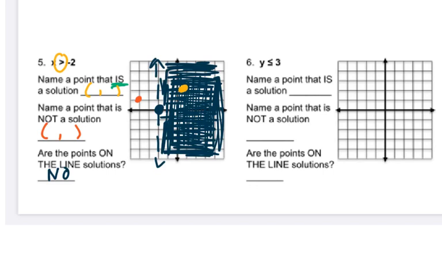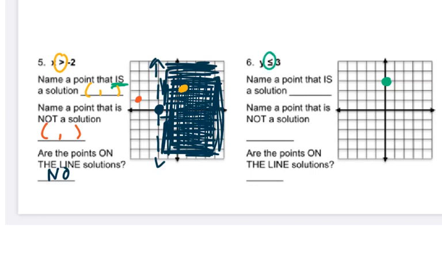One more, then we flip to the next page, and then we're done. So in number 6, we have a y equals line. So in this line here, it's a y is less than or equal to 3. There's no x, so there's no slope. So we just go to the y-axis and we put a dot on 3.